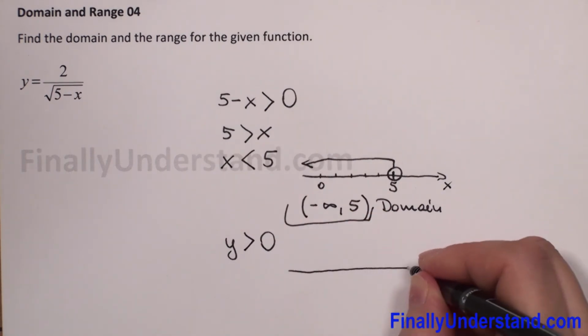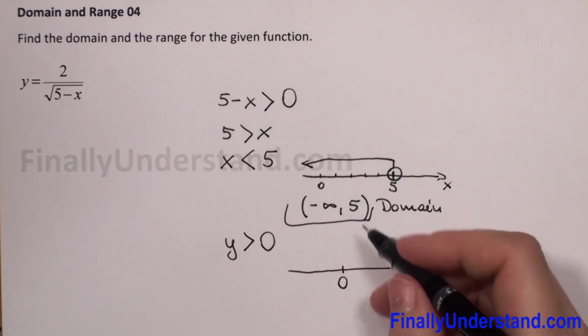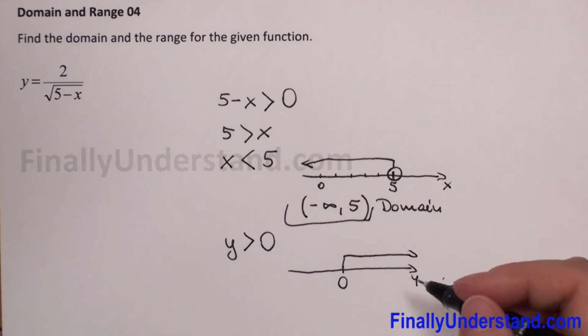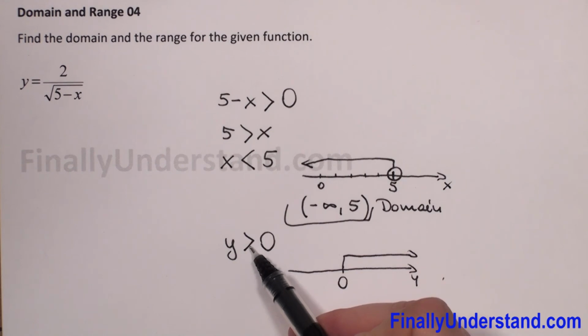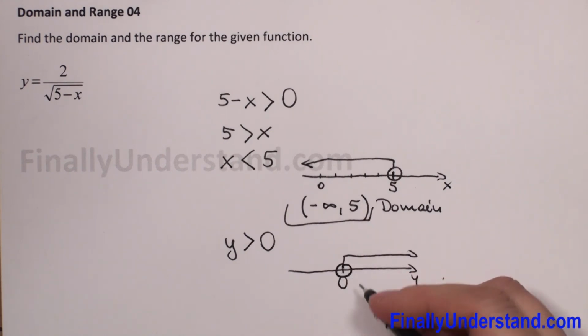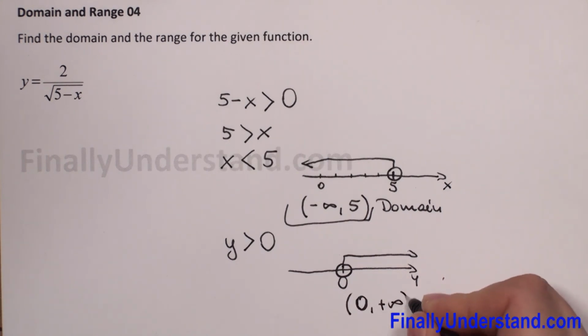We can draw number line. 0 and y is greater than 0. It means going to positive infinity. And we have number greater than 0, so 0 is not included. Have interval from 0 to positive infinity. This is our range.